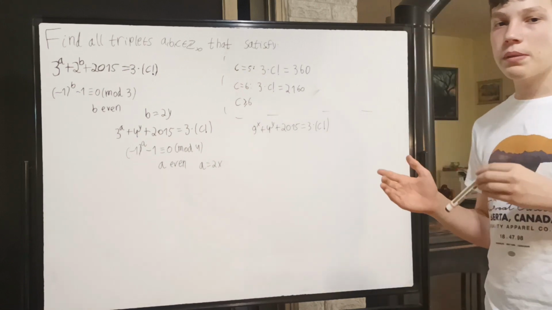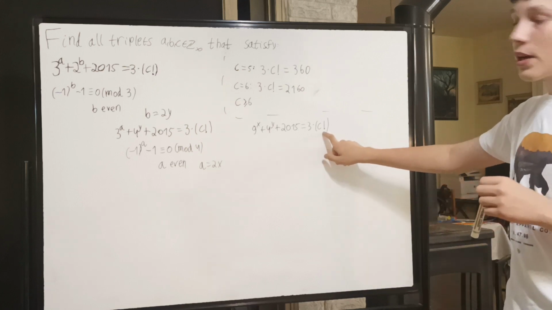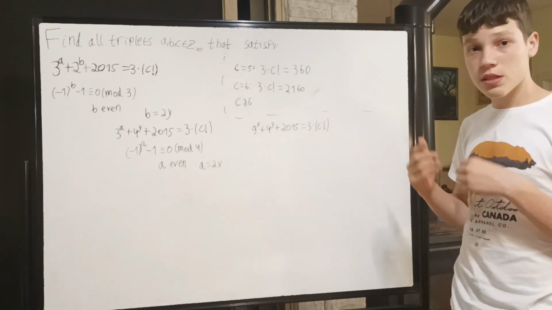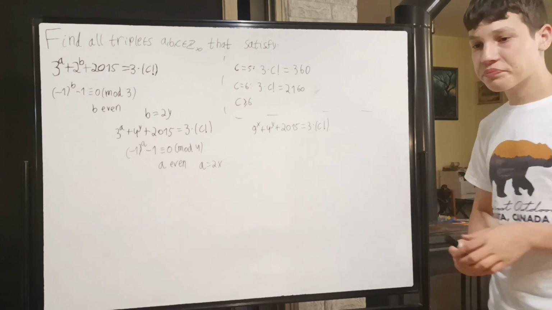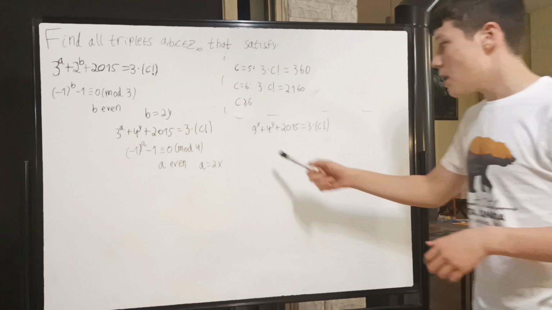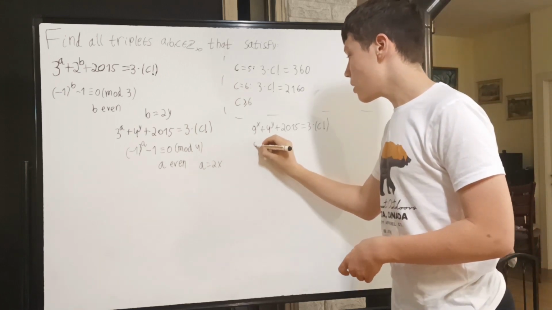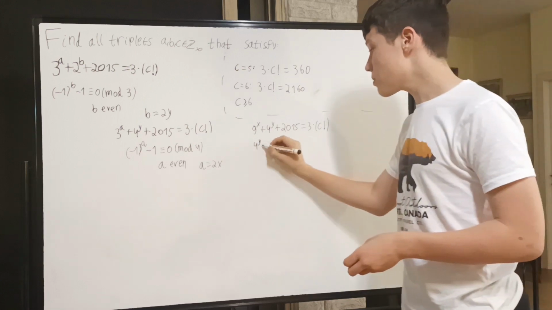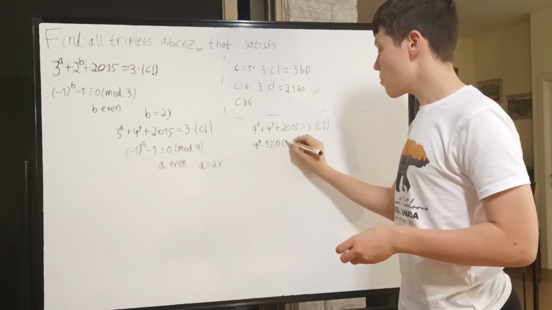Now I'm going to apply mod 9 to both sides. C factorial is divisible by 3. So 3 times C factorial is divisible by 9. So this side will be 0 mod 9. 9 to the x is 0 mod 9. So in total we'll get 4 to the y. And 2015 is negative 1 mod 9. So this is minus 1. This is congruent to 0 mod 9.